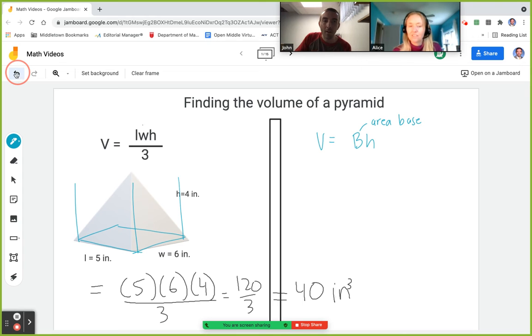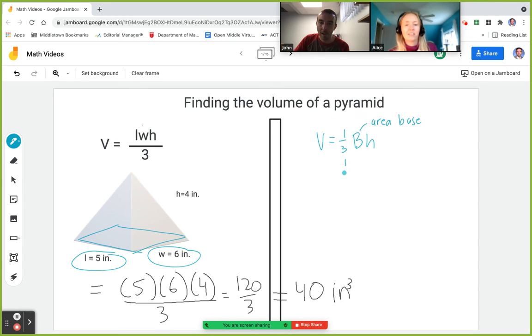And a lot of schools do the whole thing with dumping water or rice to show how many of these pyramids fill up a prism, and it turns out that if you take 3 pyramids with the same base and height, that can fill up a prism of the same base area and height. So for that reason, we say that the volume of a pyramid is 1/3 the area of the base times the height. And in this problem, when we look at the pyramid, we see that the base is a rectangle.